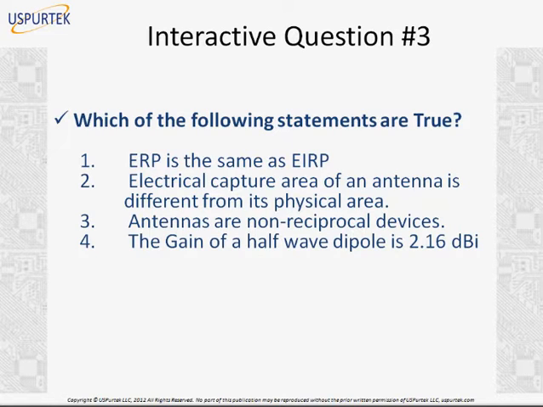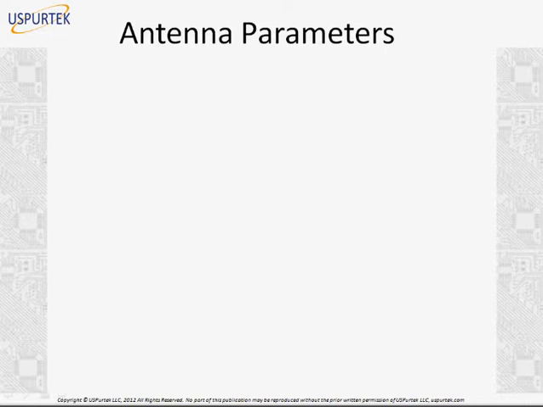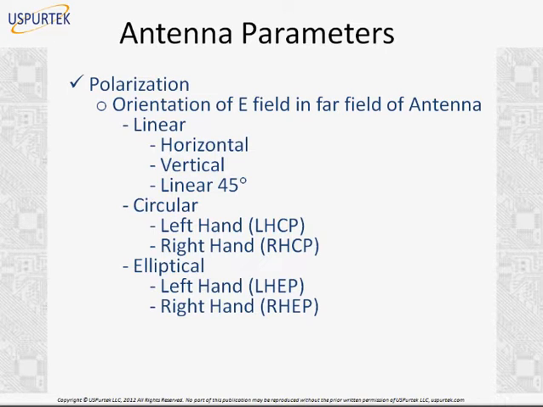Well, now let's pause for a moment. Which one is true? ERP is the same as EIRP. Electrical capture area of an antenna is different from its physical area. Antennas are non-reciprocal devices. The gain of a half-wave dipole is 2.16 dBi. Yes, anyone? Okay, very good. Number 4 is correct. Number 2 is correct. So we are getting a hang of it. Very good, excellent. Okay, moving on to the next one.